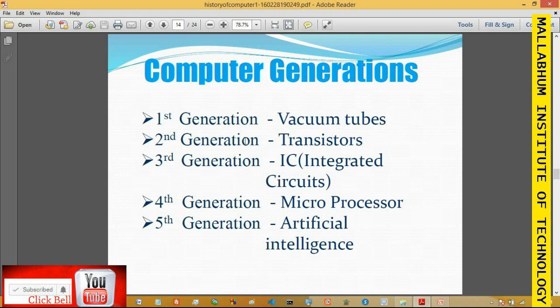Now the second generation comes with the transistor. All the vacuum tubes have been replaced by the transistor. The main advantage of the transition from vacuum tube to transistor is that the size of the device drastically reduced, because the transistor size is very much less. This era of the second generation lasted from 1955 to 1964.